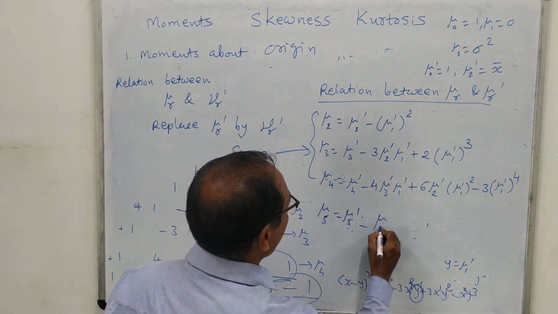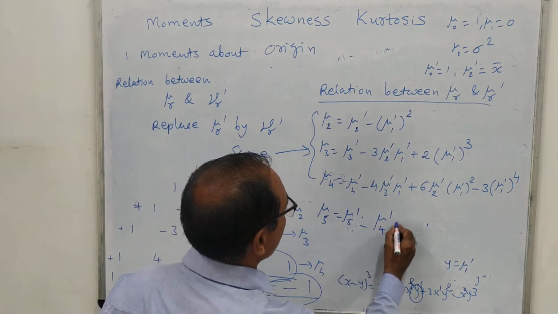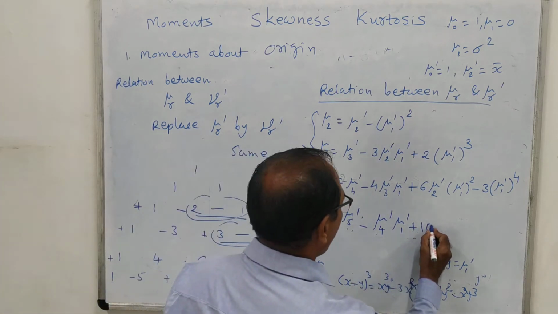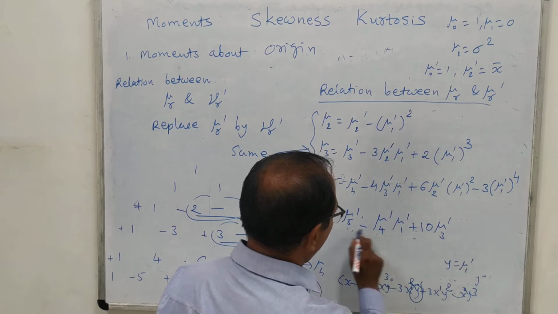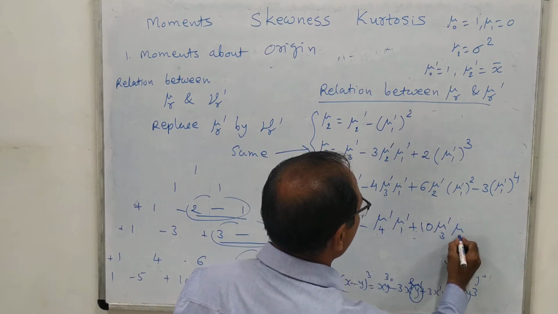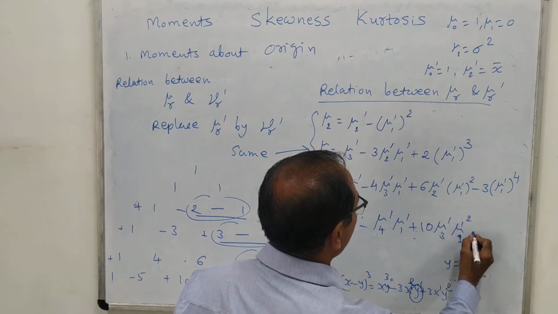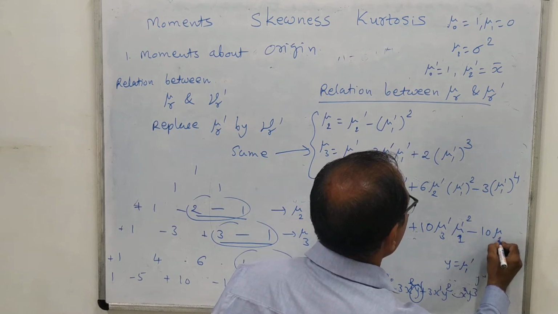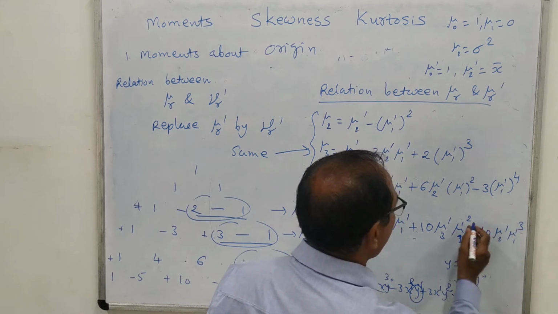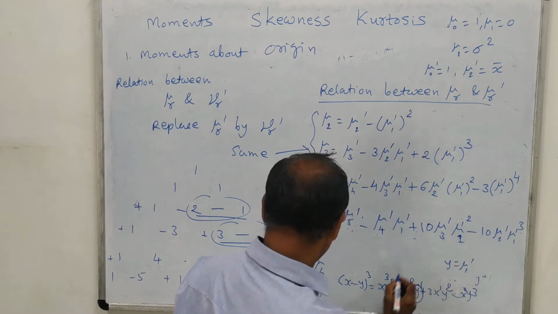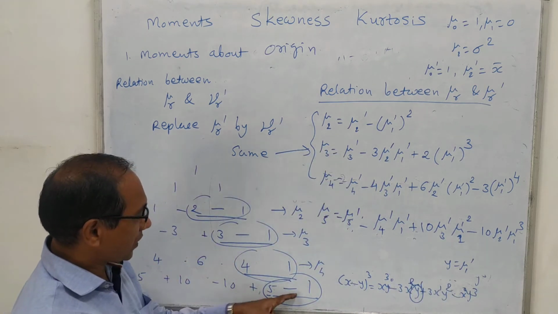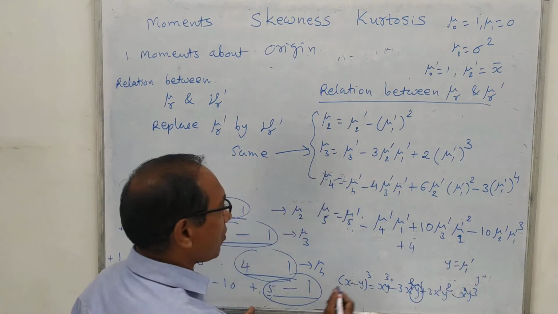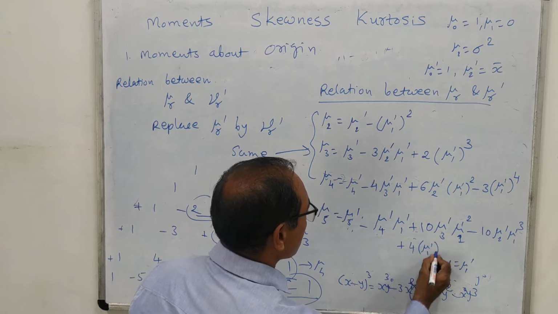Then one power will be reduced. Mu 5 dash, then minus 5 mu 4 dash into mu 1 dash, plus 10 into mu 3 dash now, this is reducing by 1, so mu 1 dash whole square, minus 10 into mu 2 dash now and mu 1 dash whole cube now. Okay, mu 3 dash, then mu 2 dash. Then the last one is plus 5 minus 1, that means 4, plus 4 mu 2 dash, now it is the ending of the term, so mu 1 dash whole raised to 5.